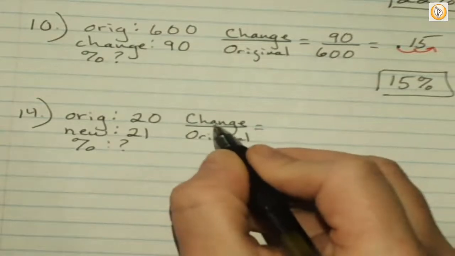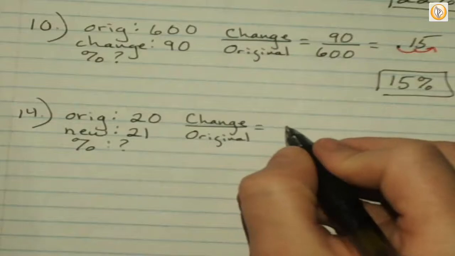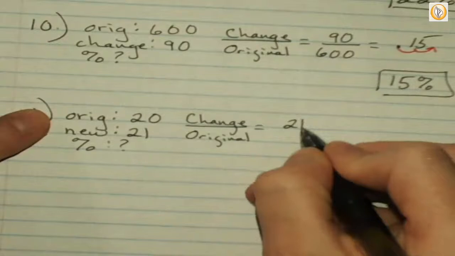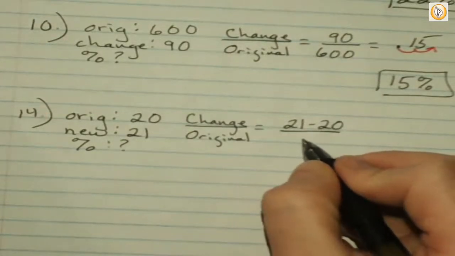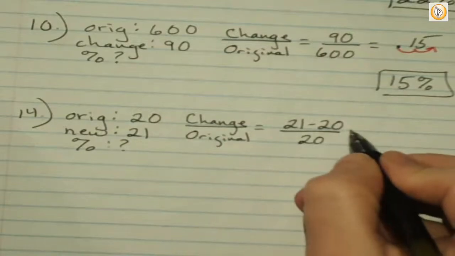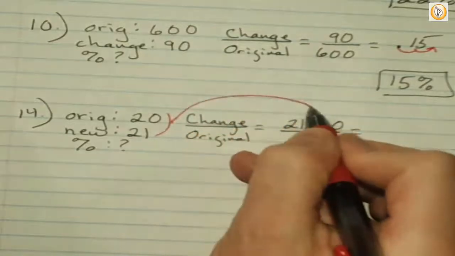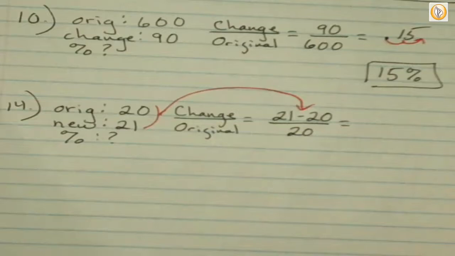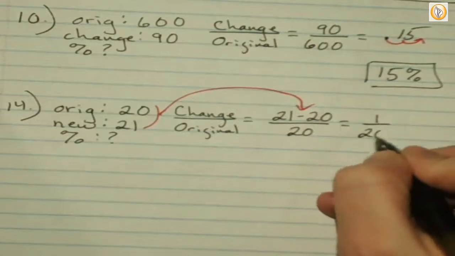Joseph, how do I find the change if they didn't give it to me? You'd subtract the original price from the new price. That's right, we're going to subtract these two. So 21 minus 20 goes on top, and what's the original? The original's 20. And that 20 goes on the bottom. Always put the larger number first because then you don't get negative numbers. You're not supposed to have negatives. So 21 minus 20 is just 1 over 20, correct?